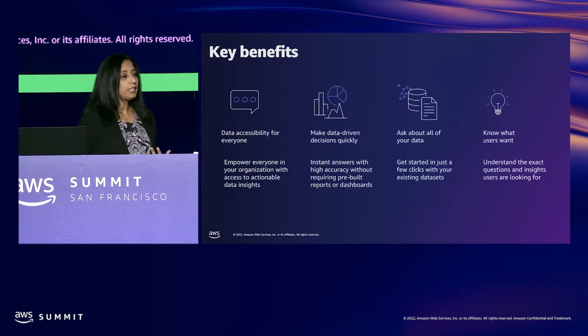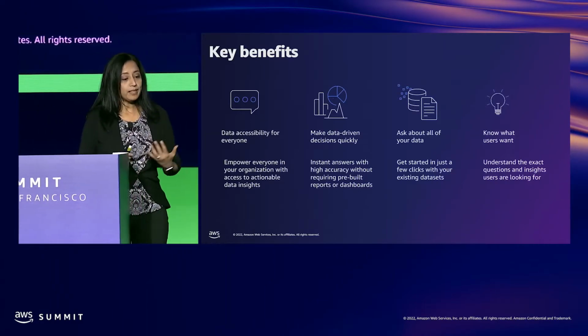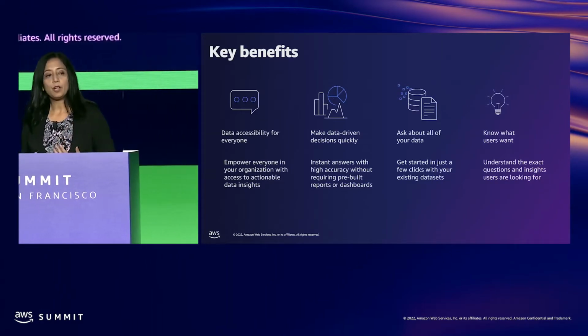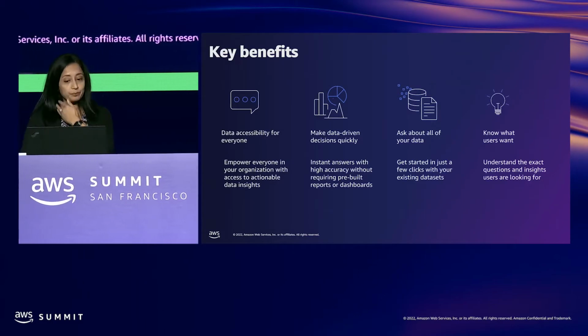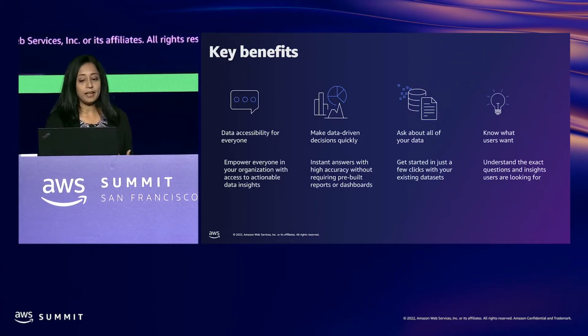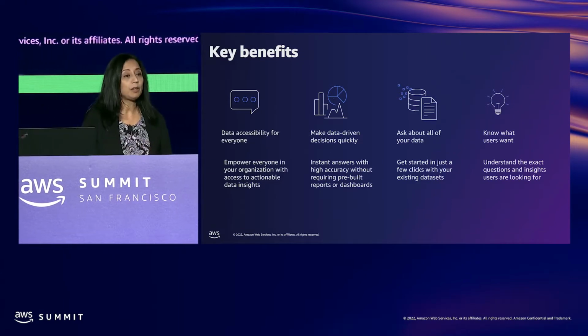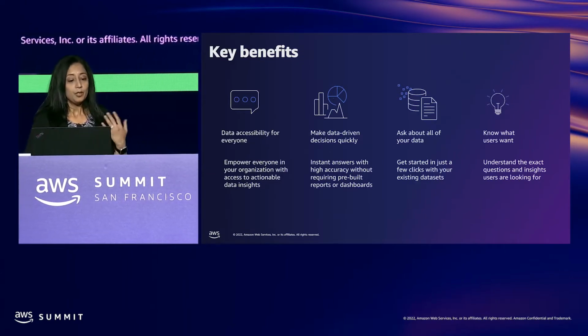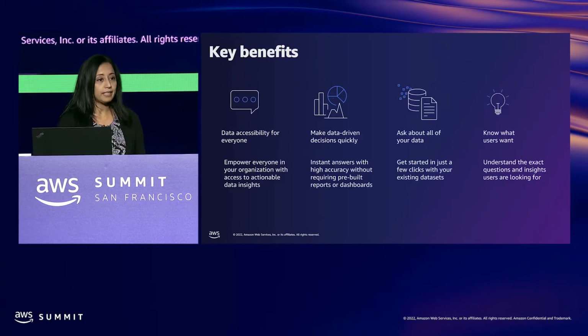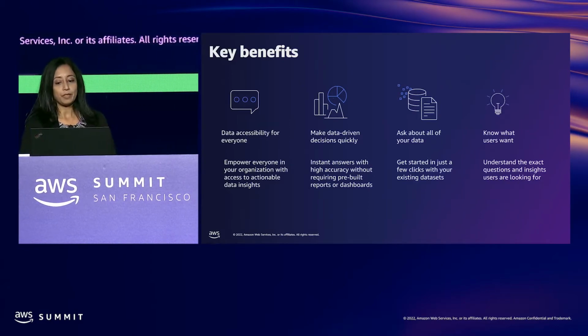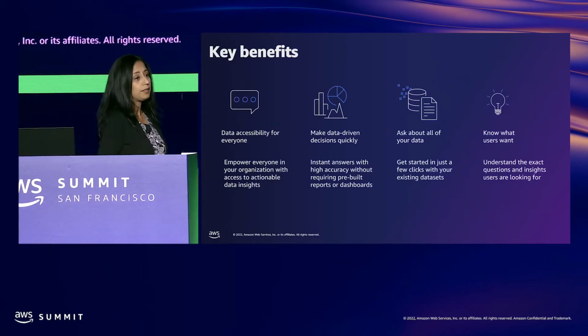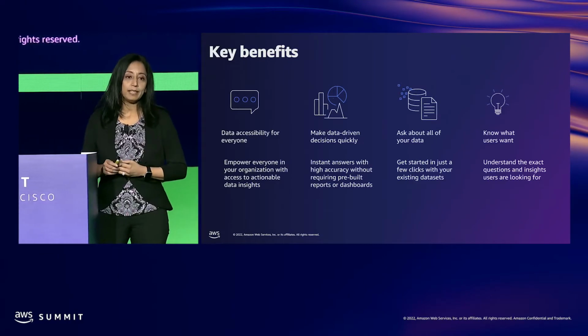So this is where Q really comes in. With QuickSight Q, we solve for these key benefits. As Q is truly natural language enabled, data becomes accessible to everyone in the organization. Users can ask questions about their data in simple English language. This empowers everyone with faster, actionable insights.